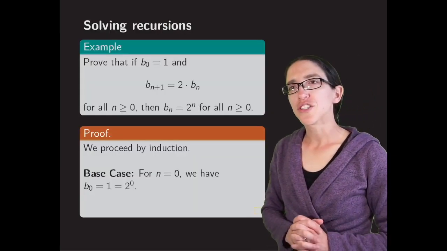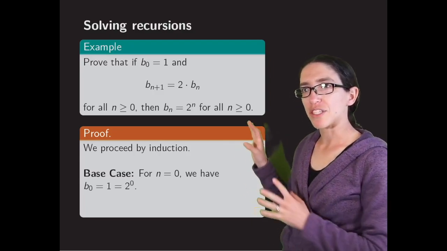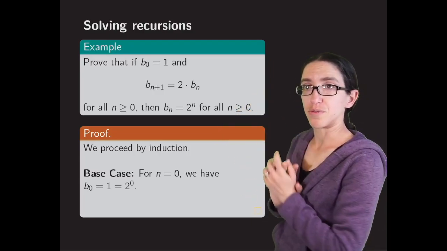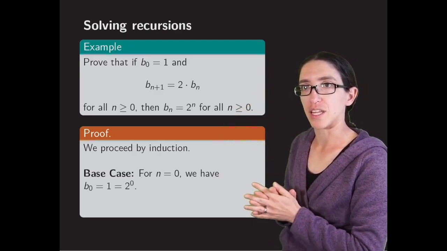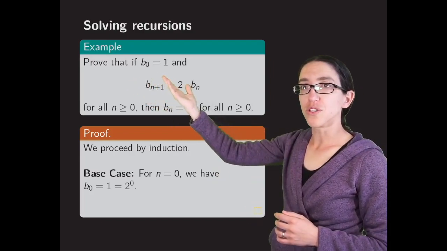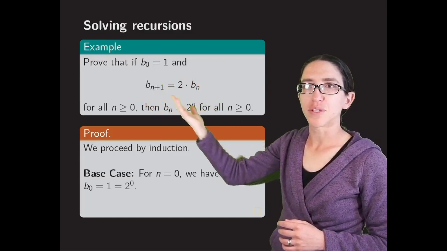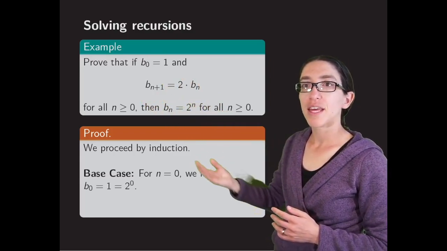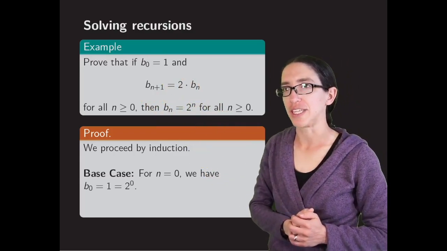So now let's talk about solving recursions. Say we were given just the recursion for the 2-power sequence b on the previous slide, and we wanted to find an explicit formula for it. Let's say we want to prove that if b0 equals 1 and b sub n plus 1 equals 2 times b sub n, then b sub n has to be equal to 2 to the n for all n.